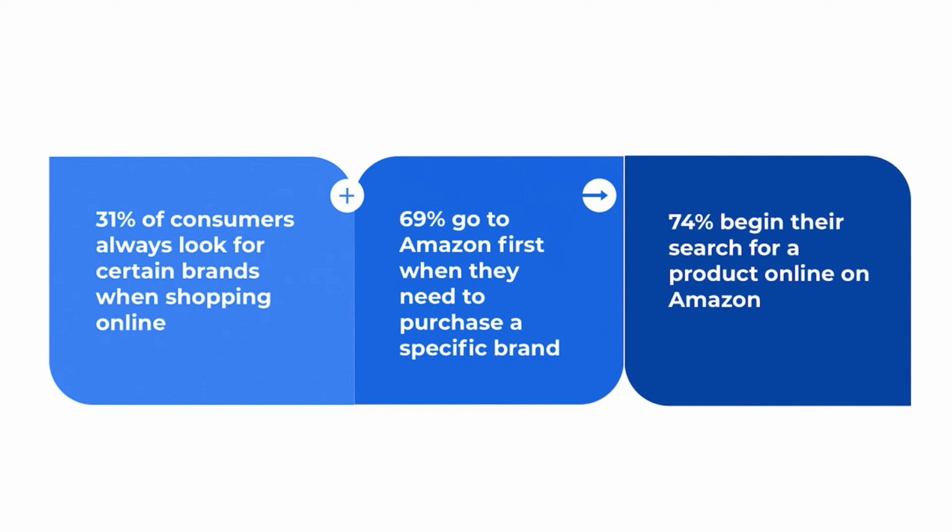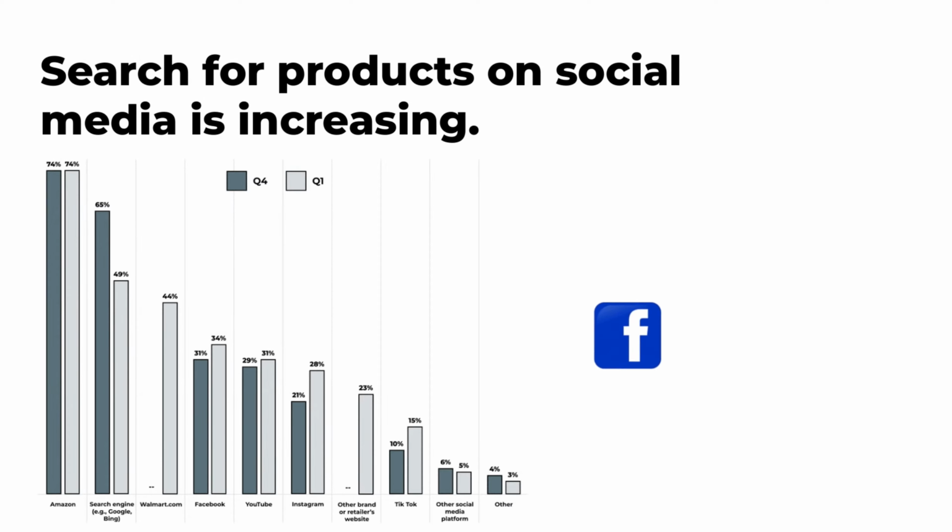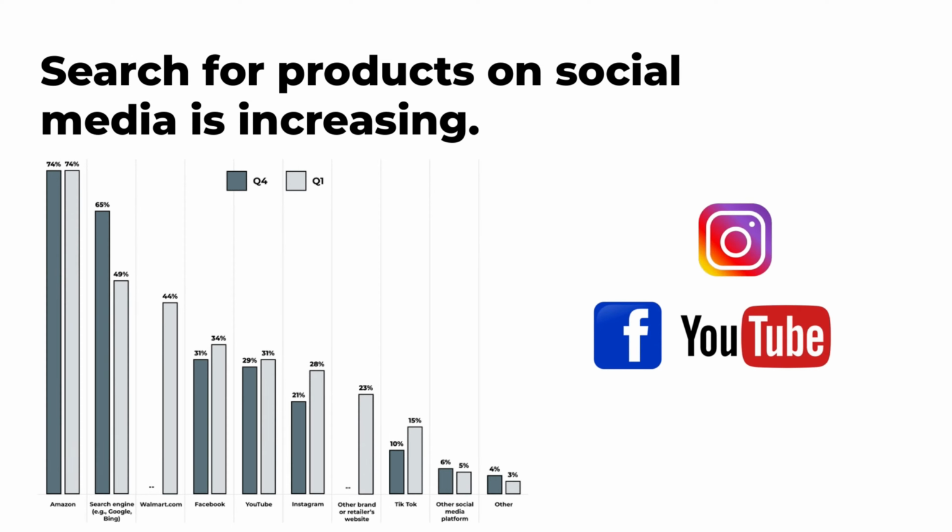And in fact, 74% of consumers say they begin their search for any product online on Amazon. So a very, very large percentage. In addition to searching on Amazon, the number of consumers starting their search through a search engine continues to decline, while those beginning on social media sites has increased. Searching on Facebook, YouTube, and Instagram have all increased, as well as a rising new entry from TikTok that is starting to get more traffic.